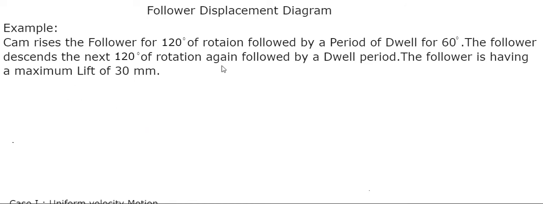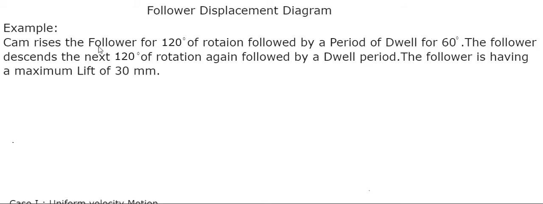So this is a general example I am taking. Your question may have additional data also for drawing cam profile and also finding velocity and acceleration values. But for drawing displacement diagram, this much data is enough. So this data I am taking as a general data for drawing and explaining all the type of follower motion displacement diagram. So let's analyze the question or the data given.